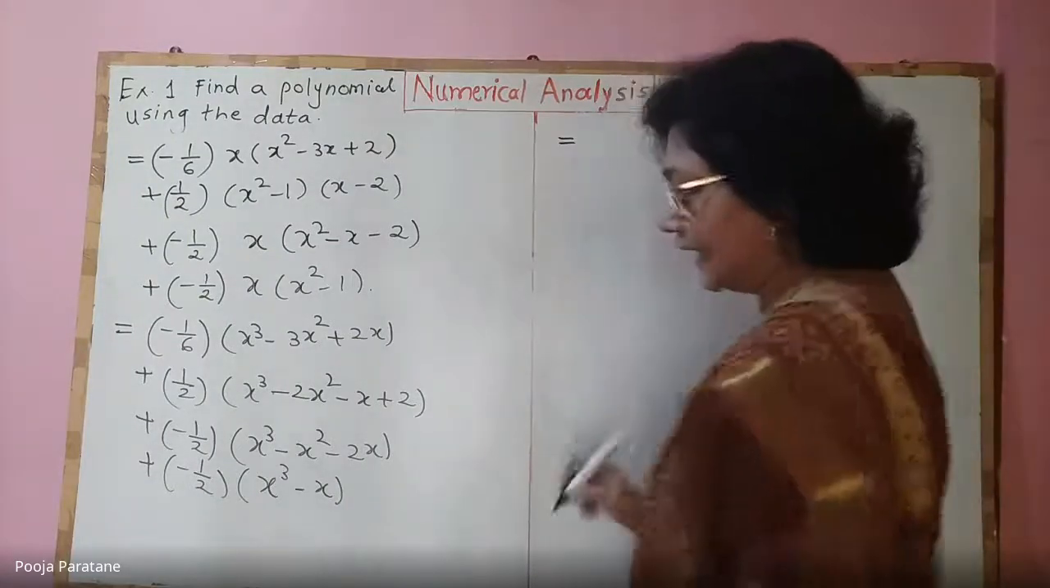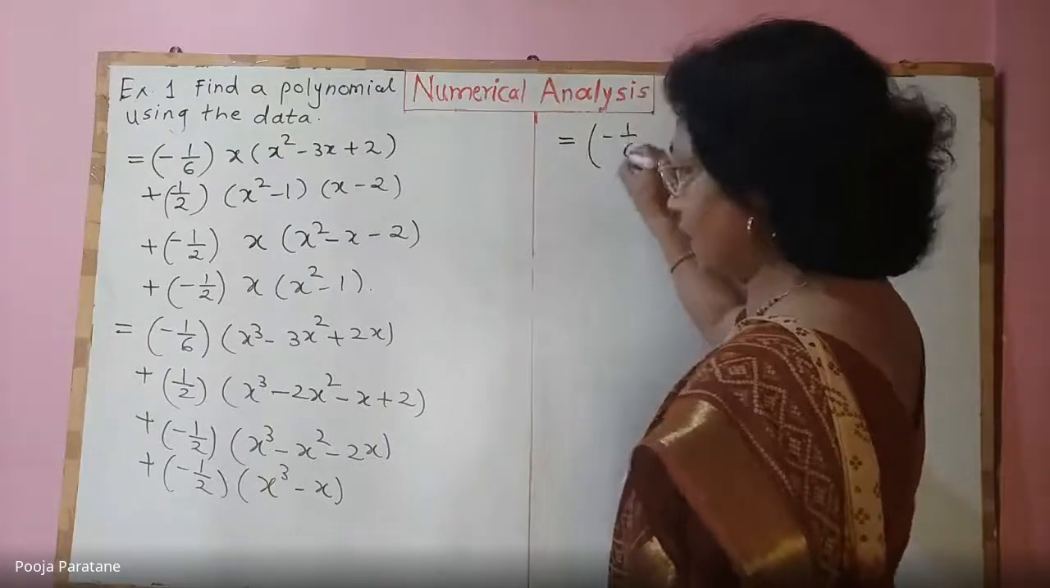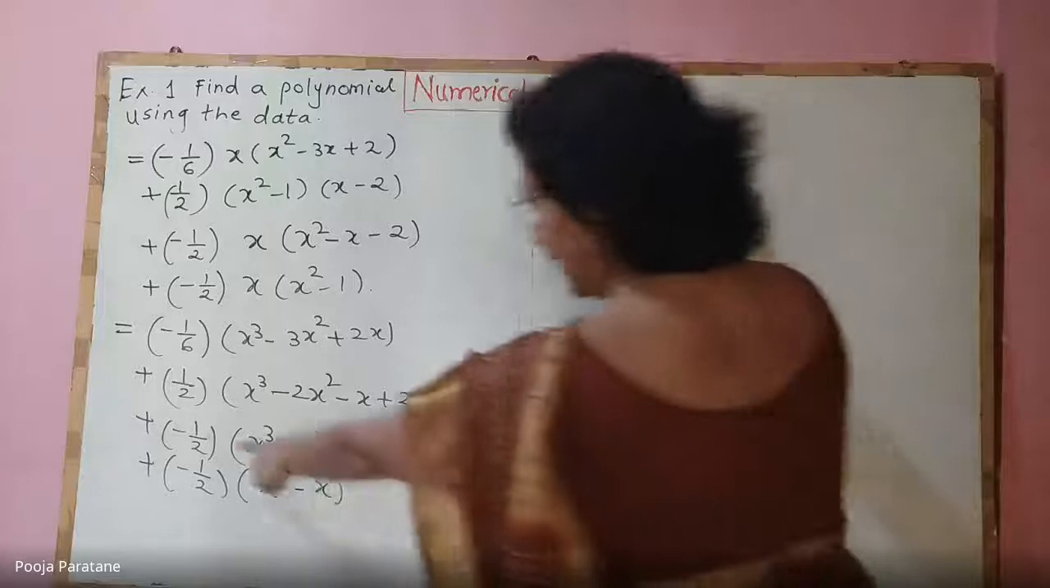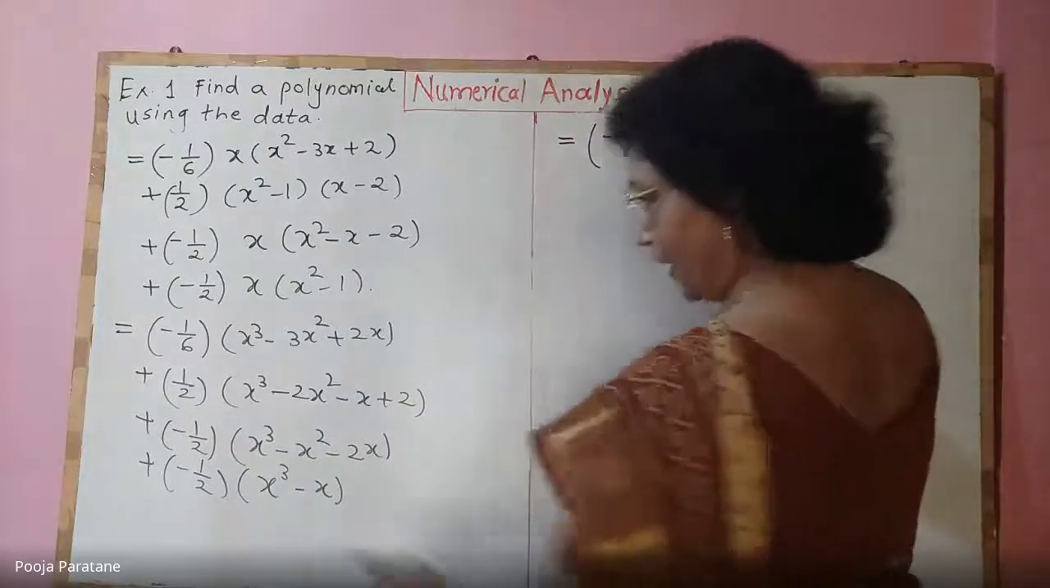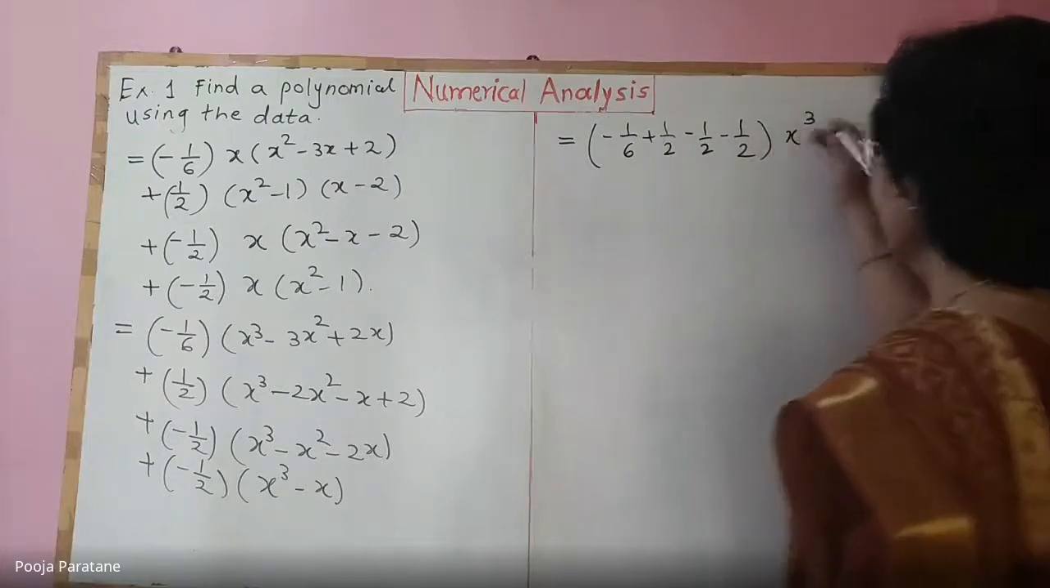So I will collect now the coefficient of x cube. So what is it? First minus 1 upon 6. Here it is plus 1 upon 2. Then here it is minus 1 upon 2. And the last term again it is minus 1 upon 2 x cube. Again write it on the next line.